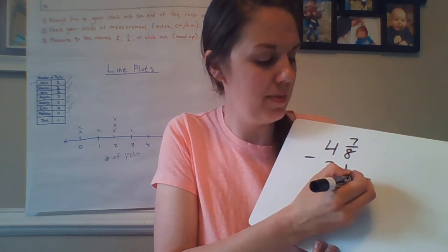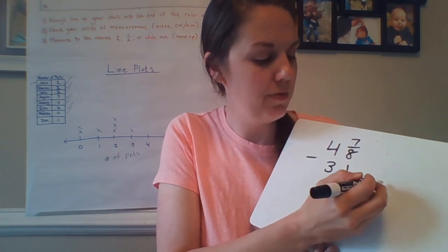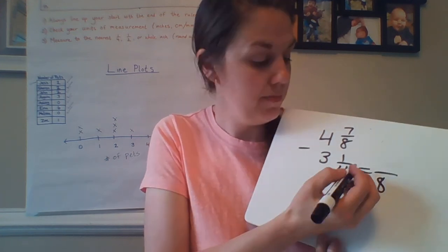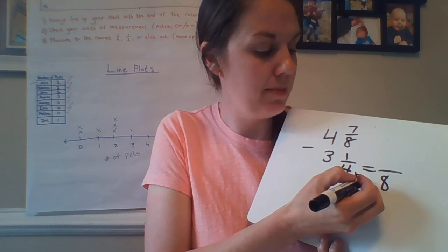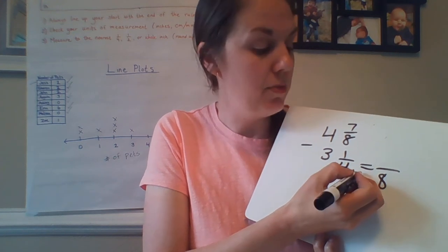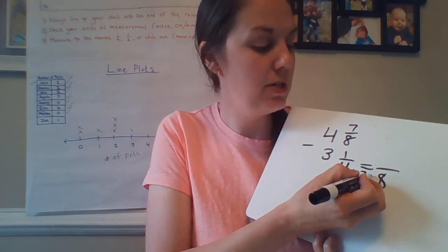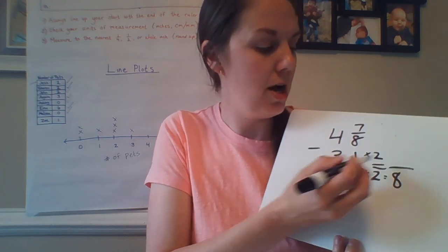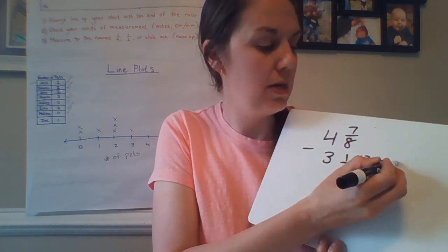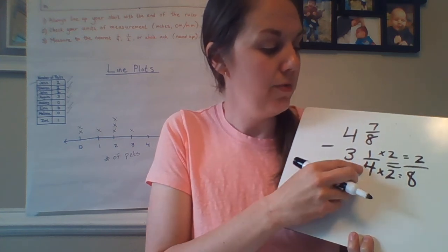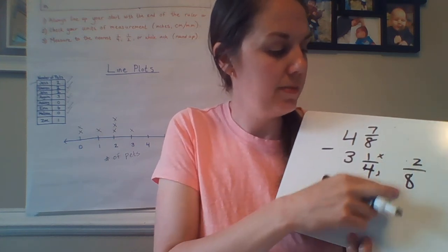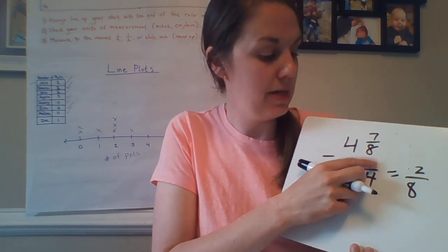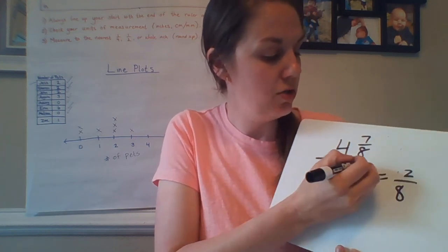So I'm going to think about what would be an equivalent fraction that would have eighths. Again, what do I do to the bottom? I'm going to multiply 4 times some number to get 8. I multiply 4 times 2 to get 8. What I do to the bottom, I have to do to the top. 1 times 2 would equal 2. So 1/4 would be equivalent to 2/8. So really, I could also write this as 3 2/8.